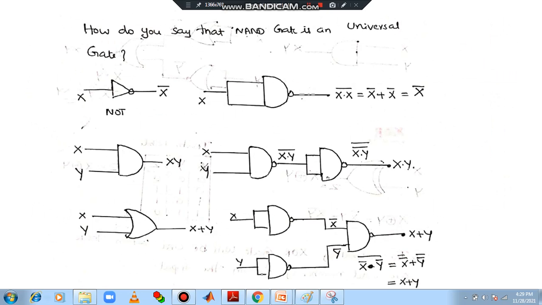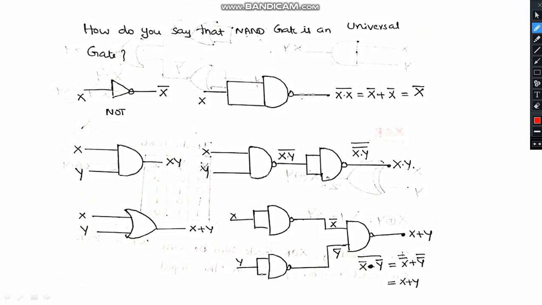Why do you say that NAND gate is a universal gate? What is the explanation? Look at this. Consider the NOT gate. Input of the NOT gate is X, output must be X bar. Now like this, you can make a NAND gate. Two inputs are shorted. Definitely I am able to get the output as X bar. That means (X dot X) whole bar is nothing but X bar plus X bar, and X bar plus X bar is equal to X bar by using the Boolean law.